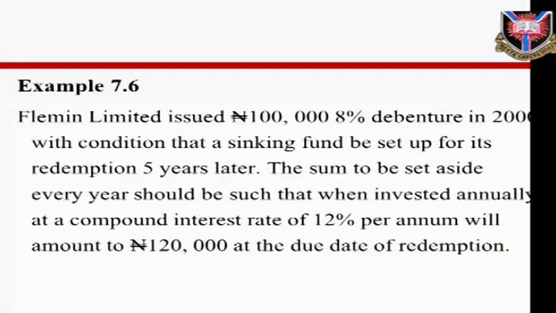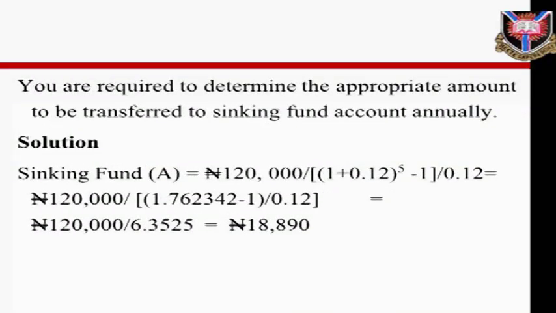Example 7.6. Fleming Limited issued 100,000 8% debentures in 2000 with the condition that a sinking fund be set up for its redemption 5 years later. The sum to be set aside every year should be such that when invested annually at a compounding interest rate of 12% per annum, it will amount to 120,000 naira at the due date of redemption. You are required to determine the appropriate amount to be transferred to the sinking fund account annually.